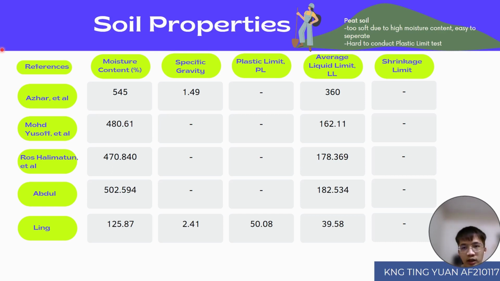For specific gravity, the physical parameter shows that peat is a very soft soil that is dominated by water in its structure. With all the data obtained from the past site investigation reports, only one researcher was able to determine the plastic limit. Also, there is no data for shrinkage limit, since it is the water content at which further loss of moisture will not cause a decrease in volume. It is concluded that the Atterberg limit tests are not appropriate for peat soil.